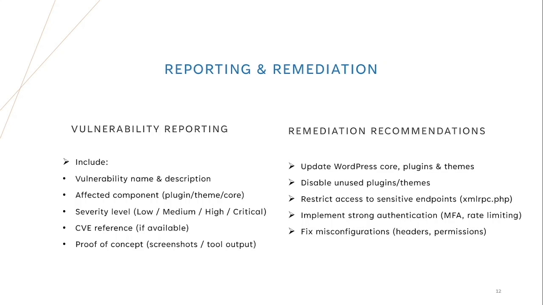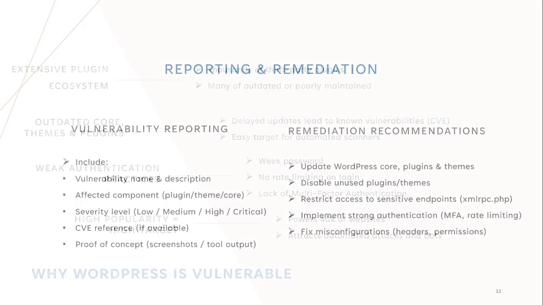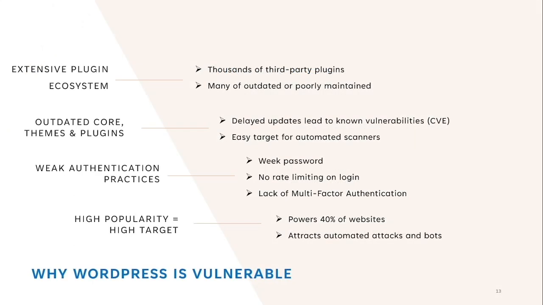And next, fix misconfiguration. In the remediation recommendation, if the headers are missing, any permissions are missing, or anything is misconfigured in the installation of the WordPress website, you have to mention what the misconfigurations were and correct them in the remediation recommendation. And why is WordPress vulnerable?